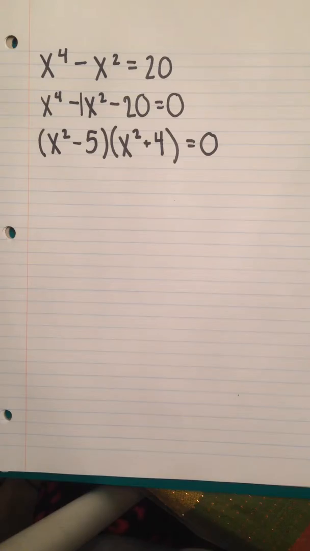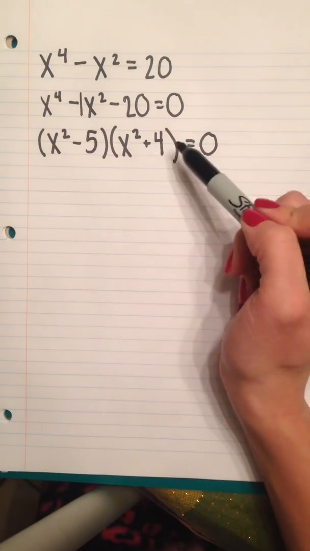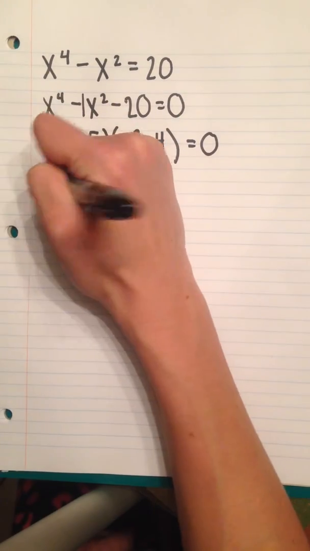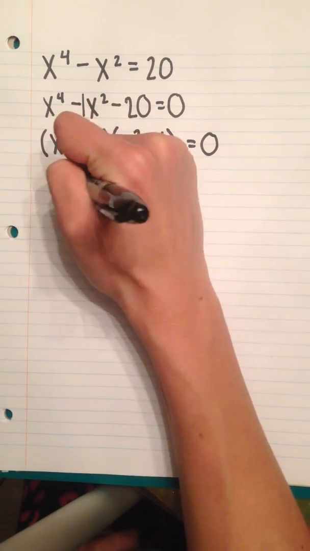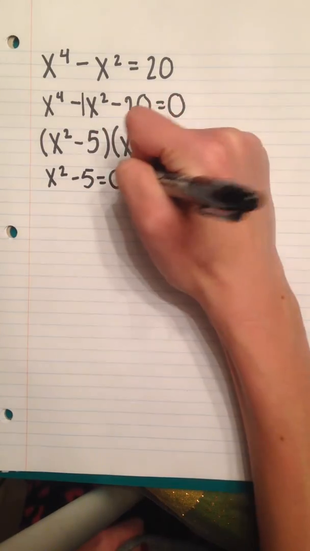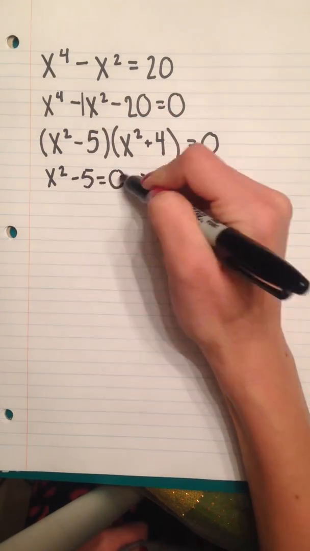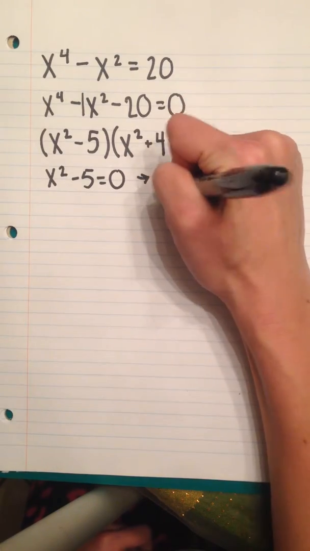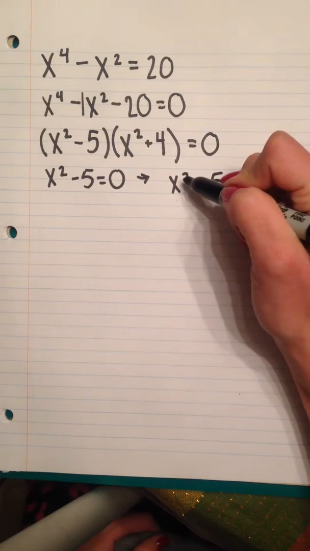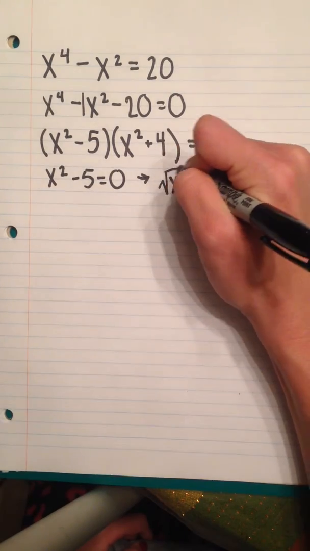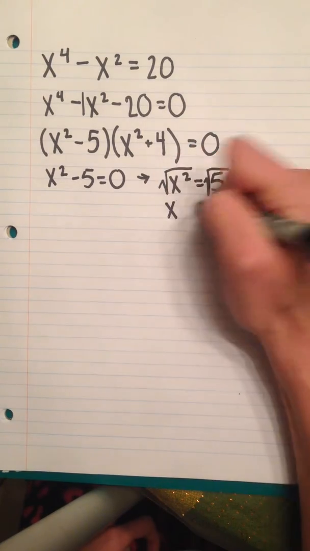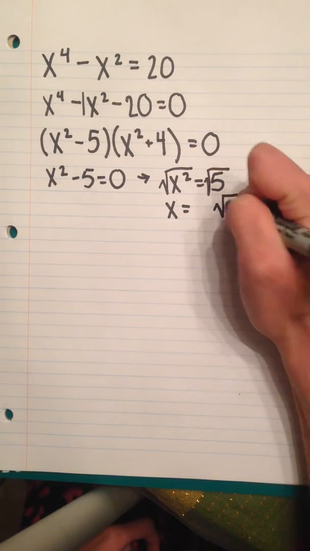Now just as in any factoring, we're going to take each term and set it to 0 in order to solve for x. So let's take the first one, x squared minus 5 equals 0. We can go ahead and add 5 to both sides because we want to get x alone. Now to get rid of the squared, we'll take the square root on both sides, leaving us with x equals square root of 5.